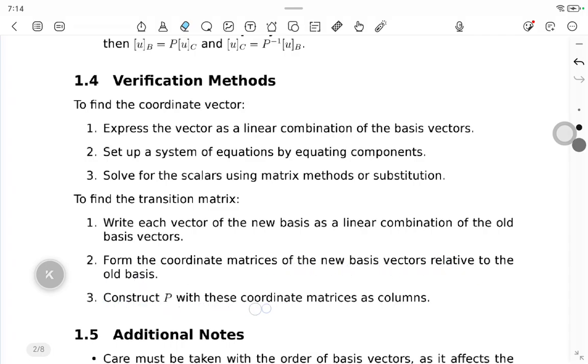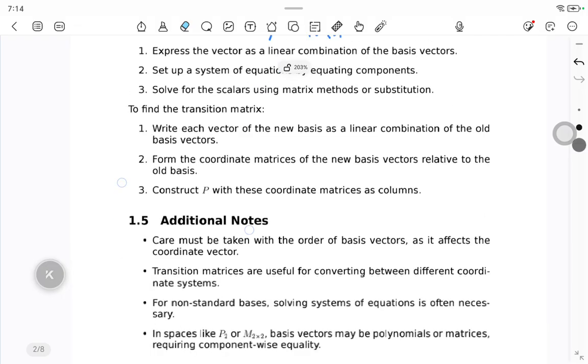Then construct P with these coordinate matrices as columns. So this and the coordinate matrix, we do the same thing. The only difference is how we represent them. And when it comes to the transition matrix, you'll see how we do it. It depends on which basis we are moving from and to. So we'll see that.